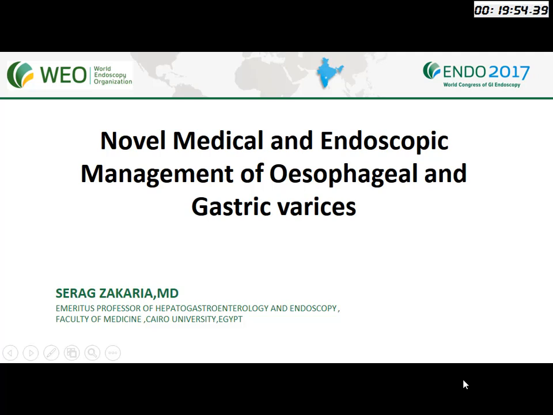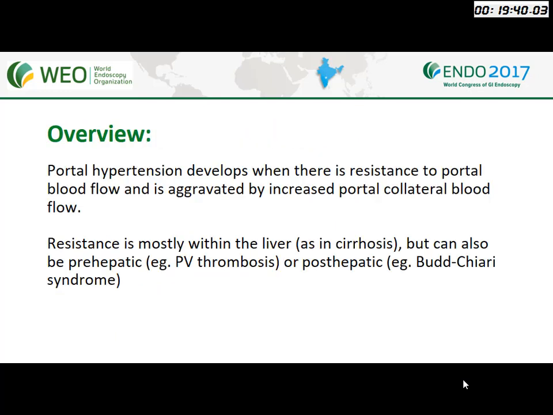Okay. This lecture I presented last month in Hyderabad about novel medical and endoscopic management of esophageal and gastric varices. You know, portal hypertension develops where there is resistance to portal blood flow and is aggravated by increased portal collateral blood flow.